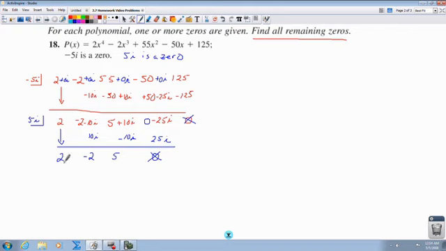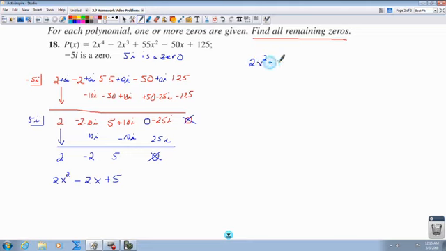What you've got to think is, synthetically, we used to have 2x to the 4th power right here. When we divided it, this got us down to 2x to the 3rd power. When we divided again, this got us down to 2x to the 2nd power. So this polynomial technically is 2x to the 2nd power minus 2x plus 5. Now we're going to take that polynomial and find all the remaining zeros by solving it.